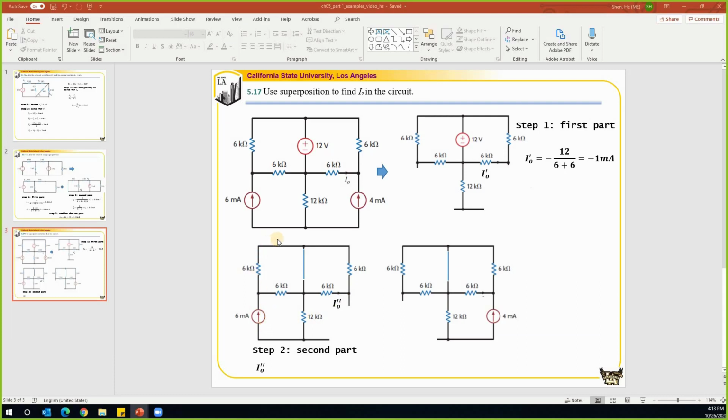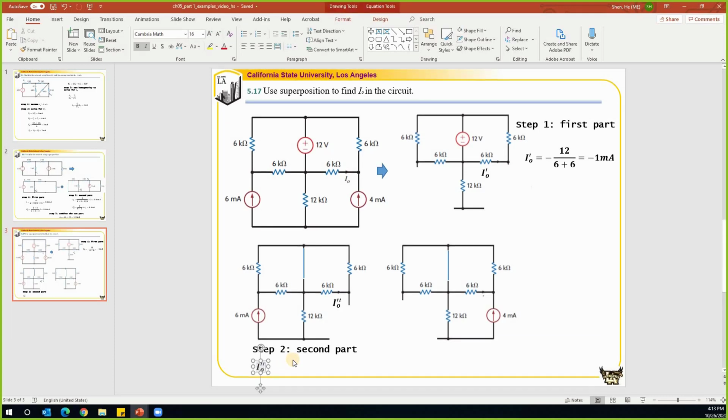So if we look at the circuit over here, the current will flow through these two resistors, and then there's a wire. The current will flow through the wire, then through this 12K, then back. There's no current that will go through this branch. So that is something I want you to pay attention to. By looking at the problem, pay attention to that. In this part, these two resistors are shorted. So that is how we get IO double prime equal to 0.